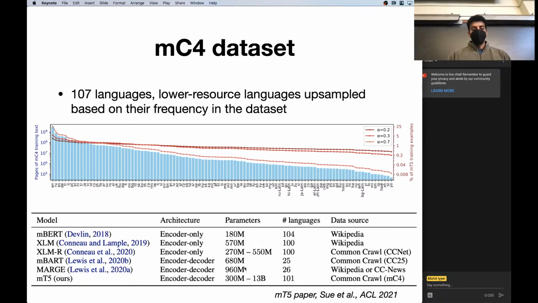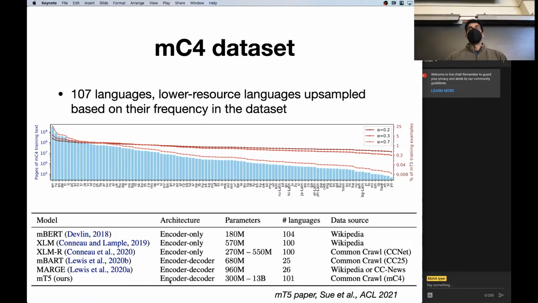So you can see over the years, years meaning like 2 years essentially, there have been a couple other attempts. So XLM, I think this line of work is by Facebook. They had some bigger models. Then eventually we moved from Wikipedia to the Common Crawl, which has a much bigger sample of data from different languages than Wikipedia does. And this table is taken from an MT5 paper, that's why it says ours.